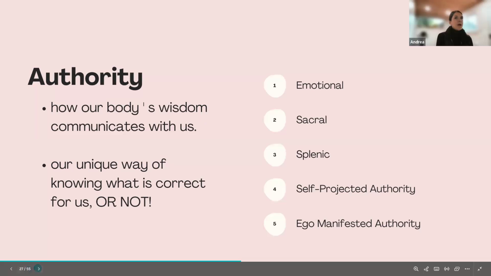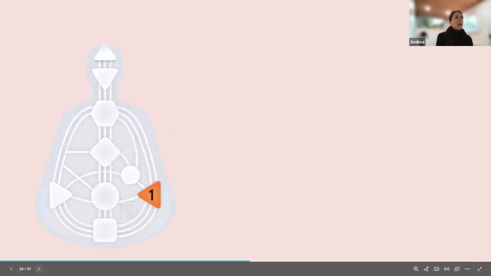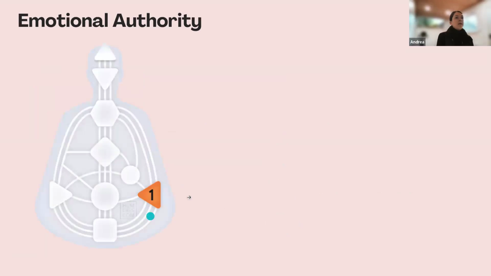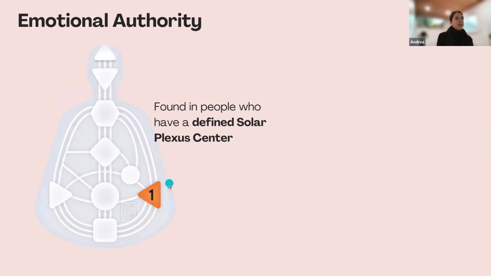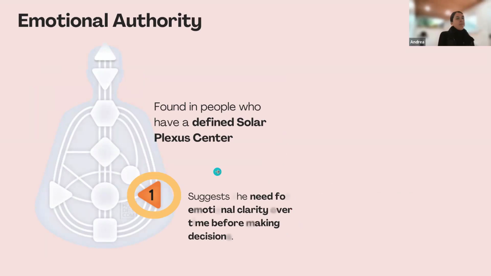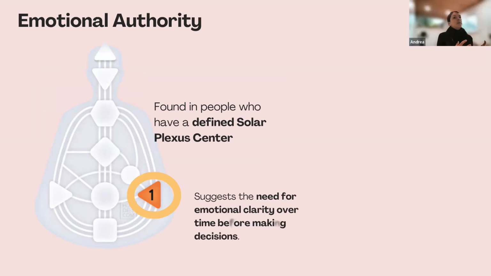Okay, so first let's talk about emotional authority. Emotional authority is when you have the solar plexus defined, so it's found in people with a defined solar plexus. The solar plexus is on the right-hand side, this one that I've circled here. It's a way of making decisions based on emotional clarity.